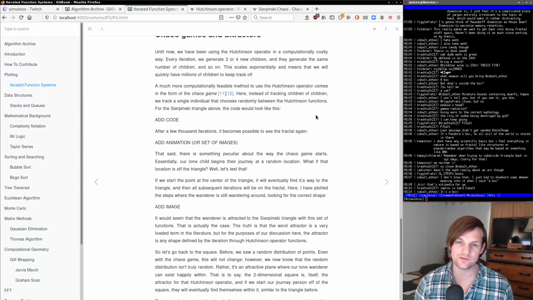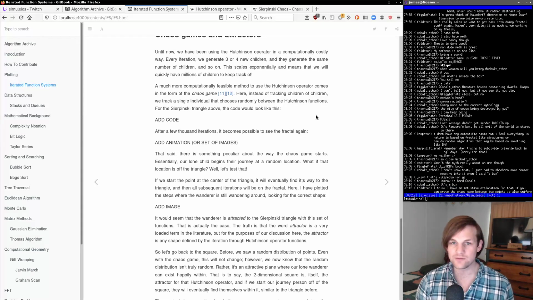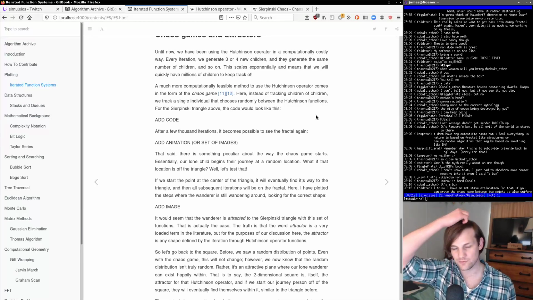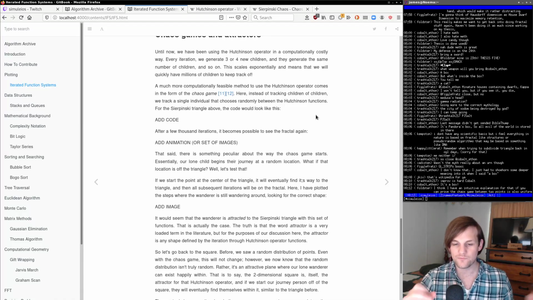Okay, so until now, we've been using the Hutchinson operator in a computationally costly way. Every iteration, we generate 3 or 4 new children, and they generate the same number of children, and so on. This scales exponentially and means that we'll quickly have millions of children to keep track of. A much more computationally feasible method to use the Hutchinson operator comes in the form of the chaos game. Here, instead of tracking down children of children, we track a single individual that chooses randomly between Hutchinson functions. For the Sierpinski triangle above, the code will look like this. So we have to add the code, but essentially, instead of following all the children, we just have one guy, and it just randomly selects function 1, function 2, or function 3, and by randomly selecting, it moves around and will recreate the Sierpinski triangle.